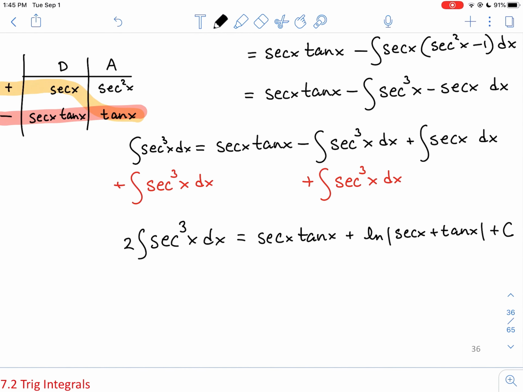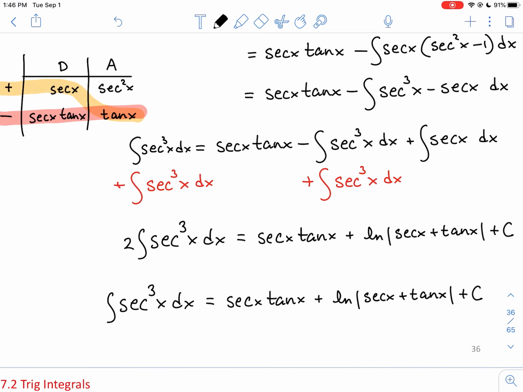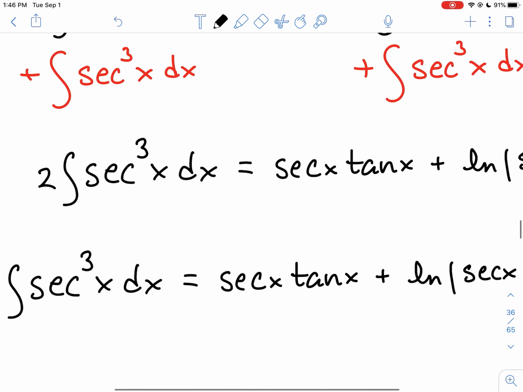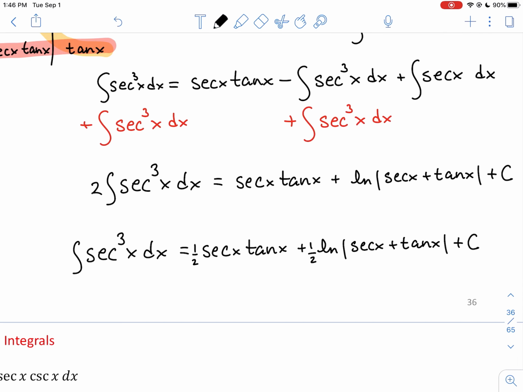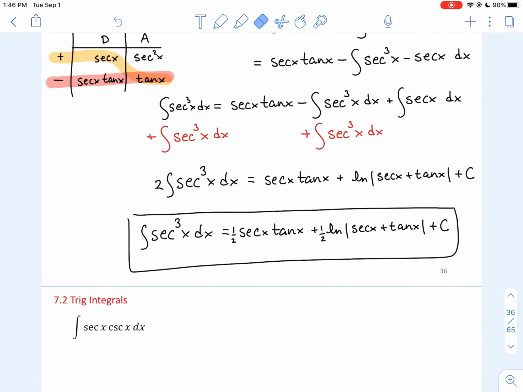Our final step, of course, is to get rid of this 2 by dividing both sides by 2. So after I divide both sides by 2, that's going to put a 1/2 in front of both of these. You can divide the c by 2 as well, but all constants divided by 2 is still all constants, so it absorbs into that plus c. Here we have an antiderivative of secant cubed. Again, I said secant cubed is going to be an antiderivative that you're going to need to do a few times. I personally just have this one memorized.